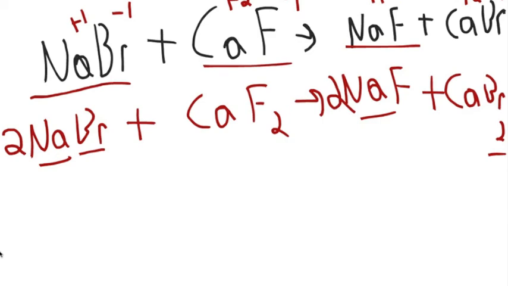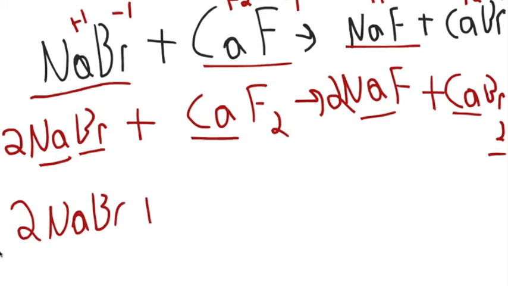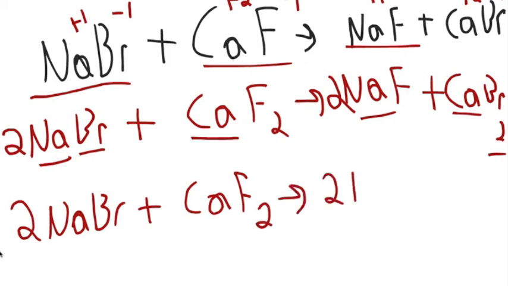Now I have to go to calcium. There's 1 calcium on my left, 1 calcium on my right. I'm done. Let's go back and double check. So 2 sodium bromide plus calcium fluoride produces 2 sodium fluoride and calcium bromide 2.